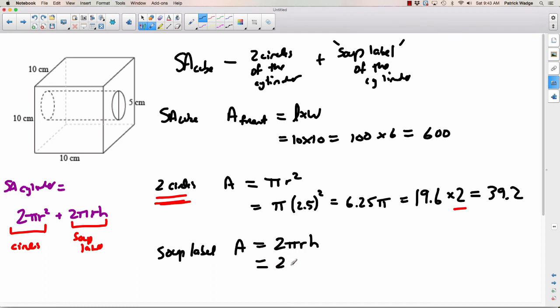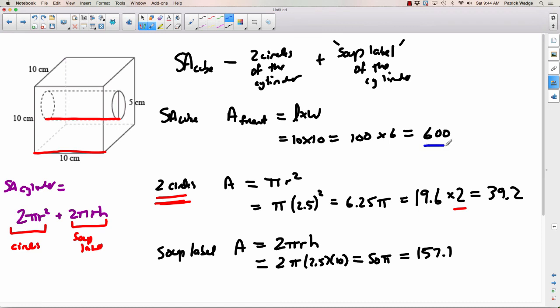So what do we got here? We got 2, we got pi, we already did the radius, it's 2.5, and the height of this cylinder, the height is from here to here. How much is that distance? Well, it's exactly all the way across the cube, so it's 10. So we have to multiply it by 10. If you do that, you're going to get 50 pi. You get 157.1.